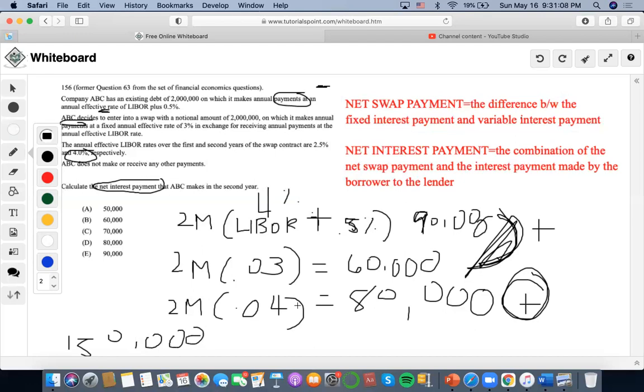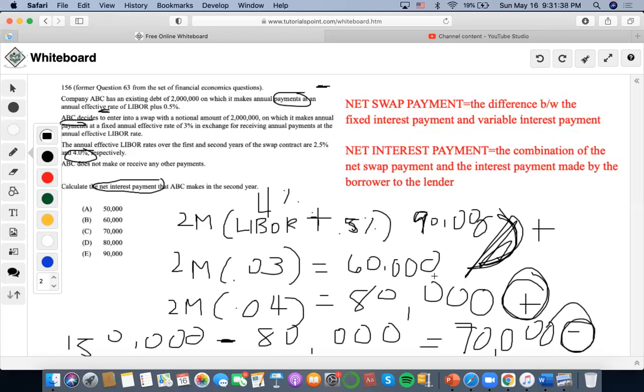Now we have to subtract from that the inflows of what we're going to receive, based upon the LIBOR rate or variable interest payment of 80,000. And then we find that the net interest payment will be 70,000, which represents an outflow, right? Why? Because what we paid out was more than what we received of 80,000, so 70,000. That's why it's C.